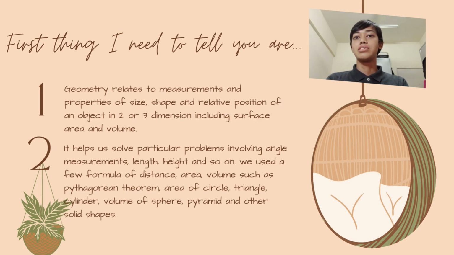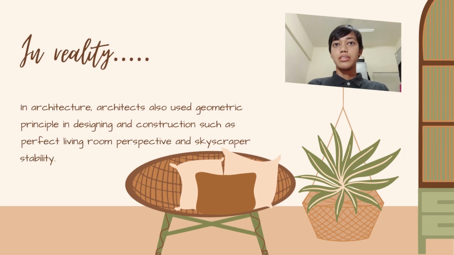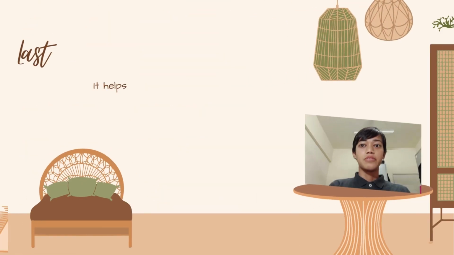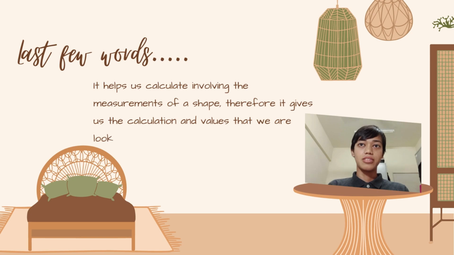We use a few formulas of distance, area, and volume, such as the Pythagorean theorem, area of circle, triangle, cylinder, and volume of sphere, pyramid, and other solid shapes. In reality, in architecture, architects also use geometric principles in designing and construction, such as perfect living room perspective and skyscraper stability. Last few words. It helps us calculate the measurements of a shape. Therefore, it gives us the calculation and values that we are looking for with precision.